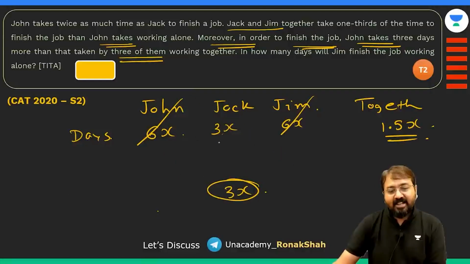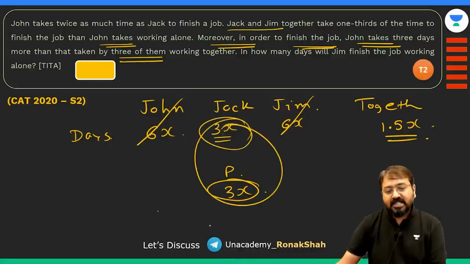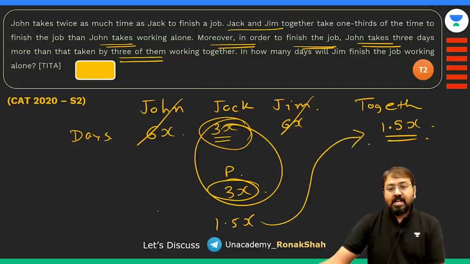Now let's bring Jack. So Jack takes 3x days. This pair takes 3x days. So if I club all this, can I say they'll be taking 1.5x days? So this is what I have written. Now together they are taking 1.5x days and John alone takes 6x days.